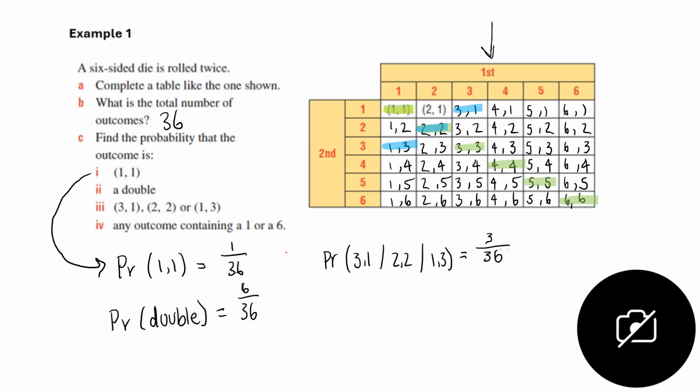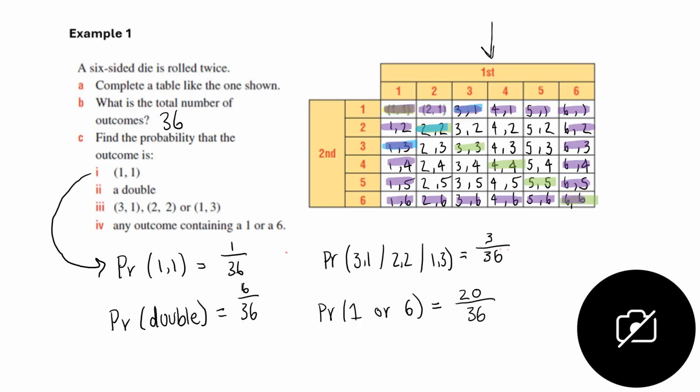The last one here, the probability of having a 1 or a 6. Again, trusty highlighter, get that out. I can see all of these options have a 1 in them. All of these options have a 1 in them. All of these have a 6, and so will these. So I'm going to have 6, 12, 13, 14, 15, 16, 17, 18, 19, 20. So I have 20 out of 36.